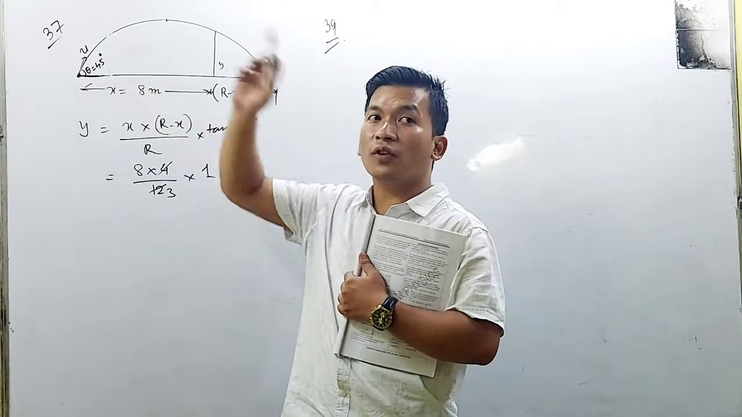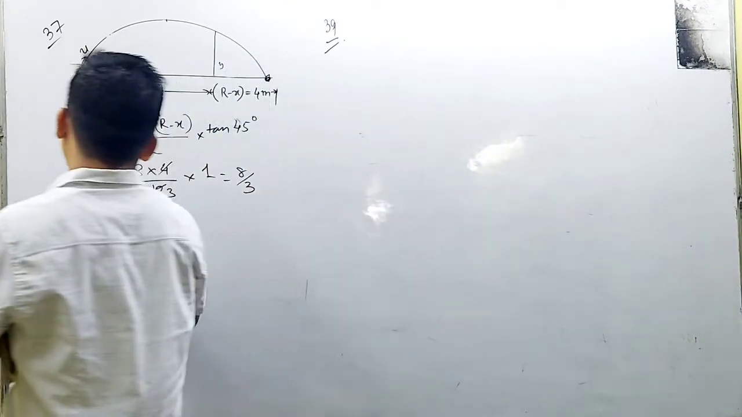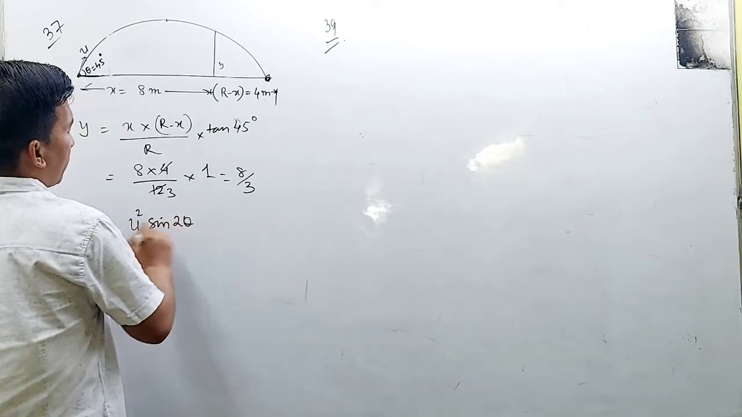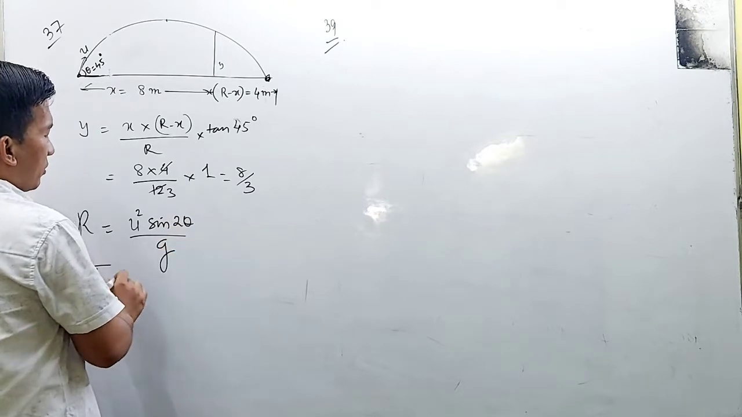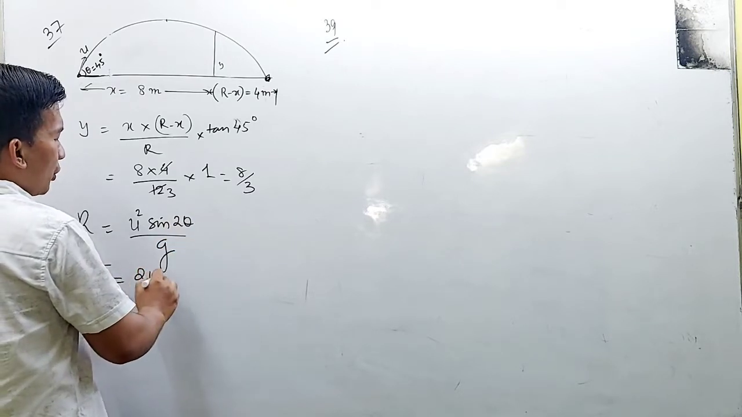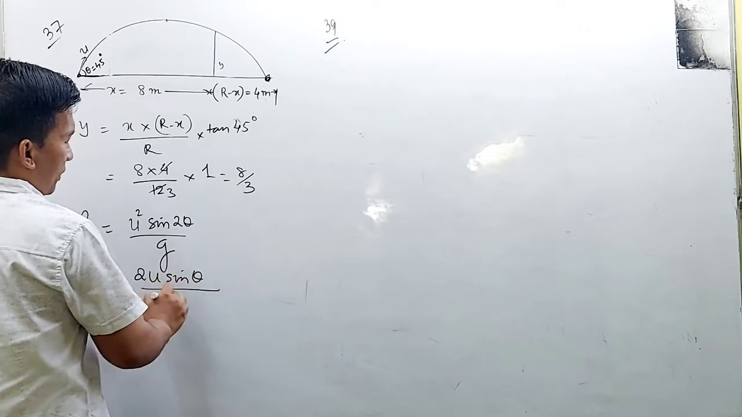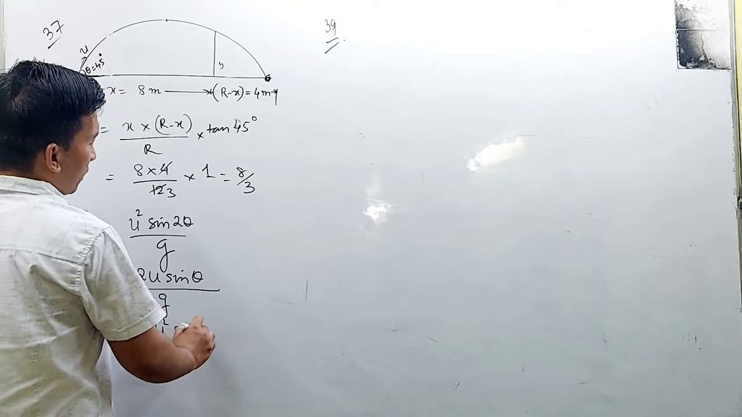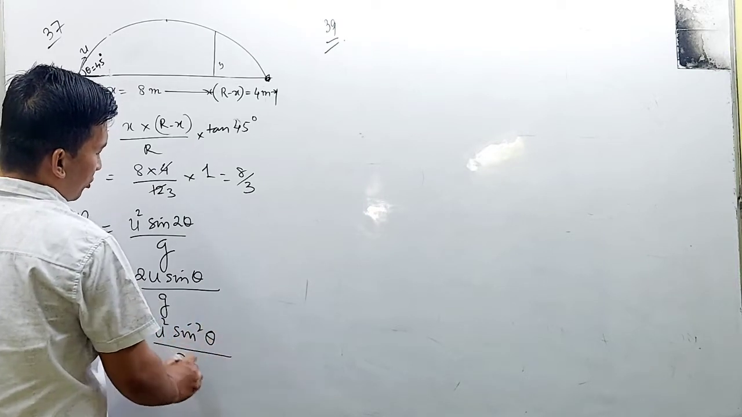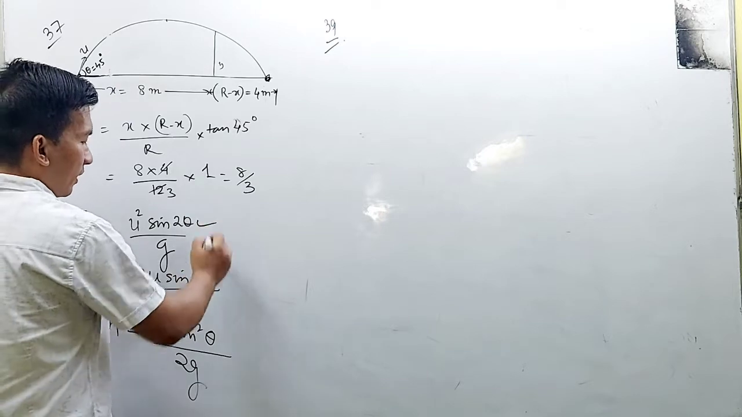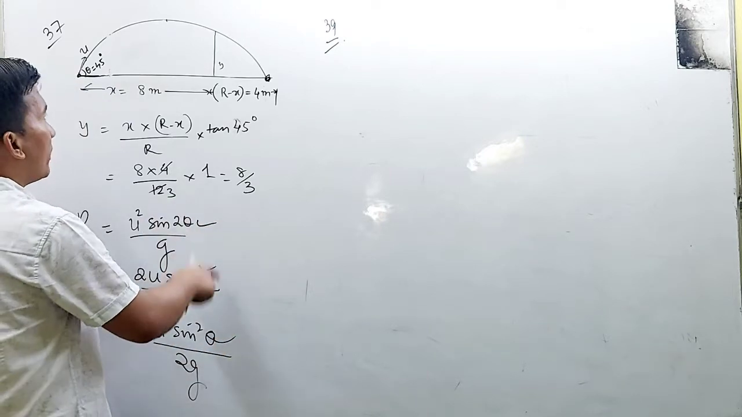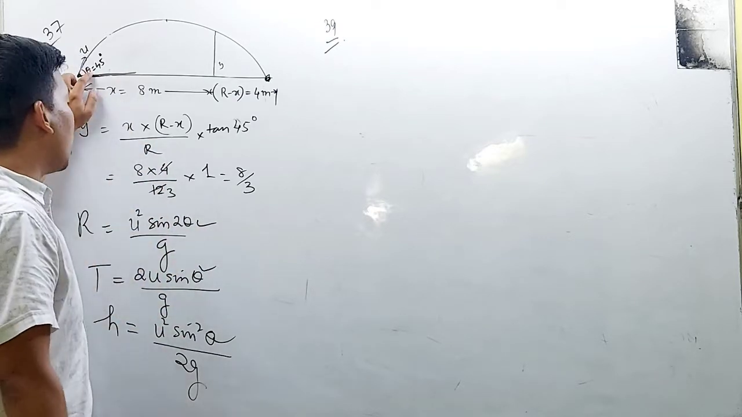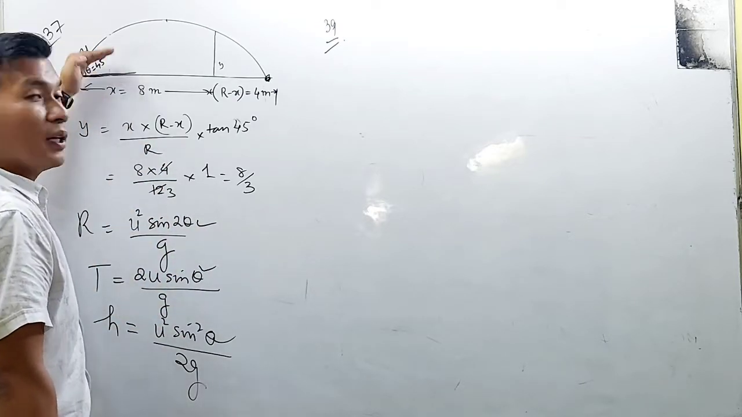Whatever the formula we discussed: your range is equal to u square into sin of 2 theta divided by g, time is equal to 2u sin of theta divided by g, maximum height will be equal to u square into sin square theta divided by 2g. All this angle will be with respect to the horizontal.